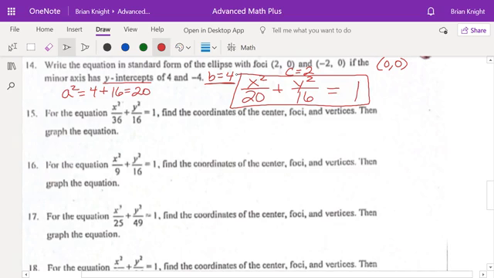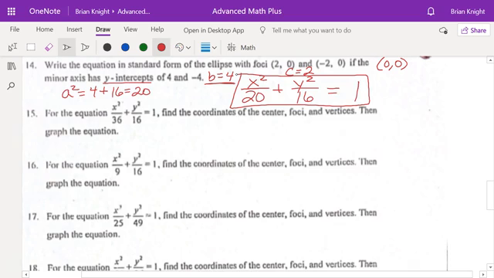Correct. A squared is always the bigger of the two numbers that's on the bottom. If there's something wrong, you either did it wrong or there's something wrong with the problem. If they say minor axis and y-intercepts, and that ends up being a bigger number than your A, then something is wrong. It shouldn't be that way.